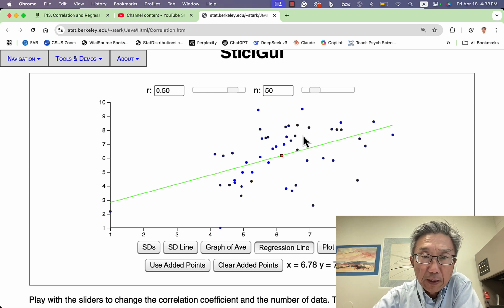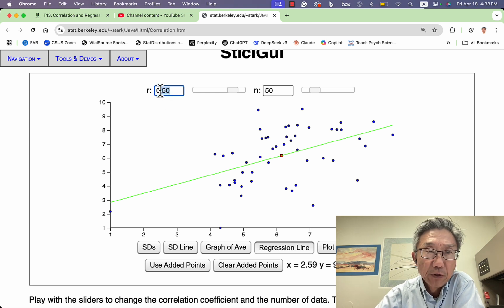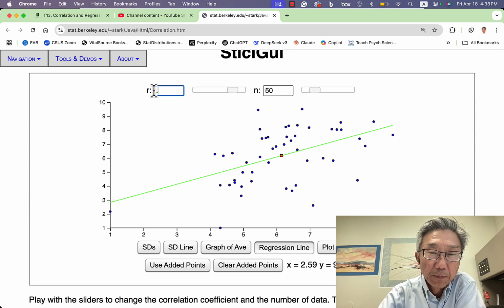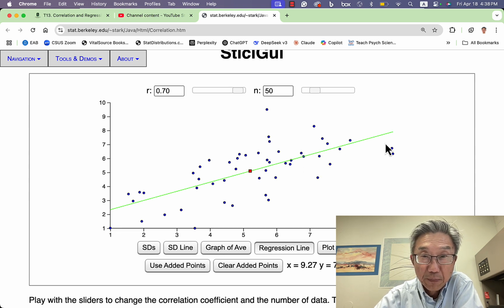Now, think about the average distance, the vertical distance of these dots from this line. Remember, the distance is a measure of residual or error in prediction. So what happens when the correlation increases, let's say from 0.5 to 0.7? What happens to the average distance of these dots from the regression line?